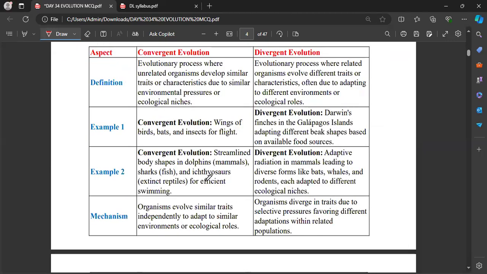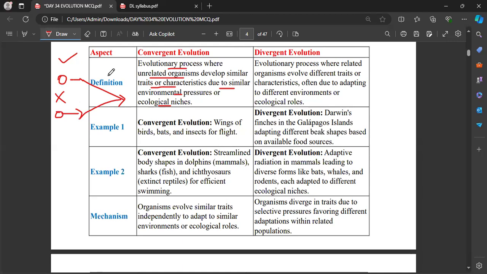Okay. Now you have to know the difference between convergent evolution and divergent evolution. See, this is the most important phenomenon you have to keep in mind. Convergent evolution is an evolutionary process where unrelated species develop similar traits or characteristics due to environmental pressure or ecological niche. See here, two different species which have no relation at all, but they are acquiring similar characteristics, and once again they are meeting. That is what convergent evolution is.